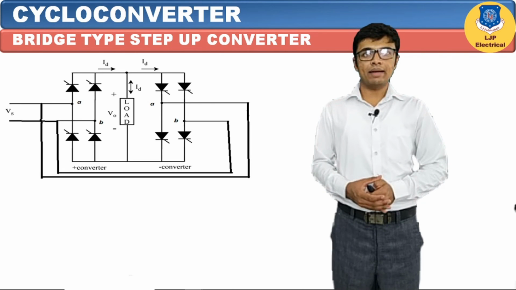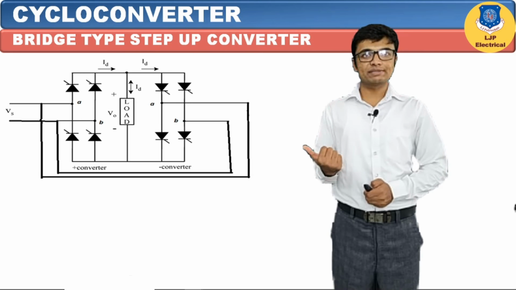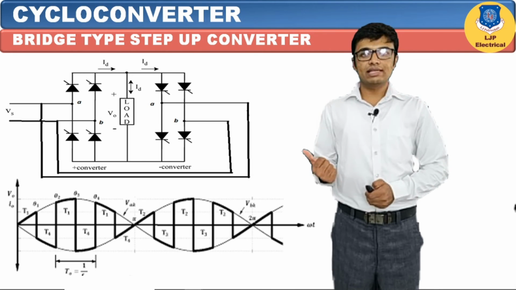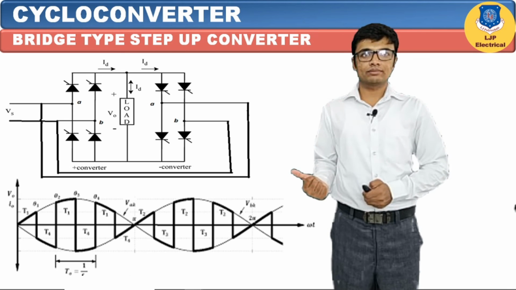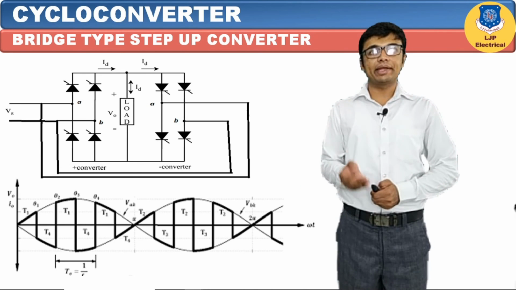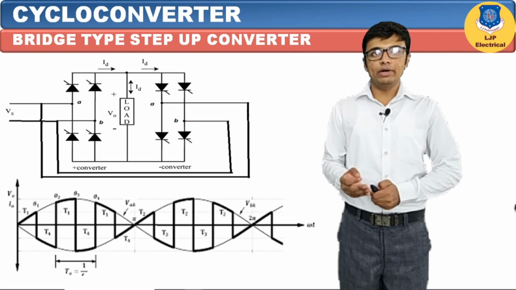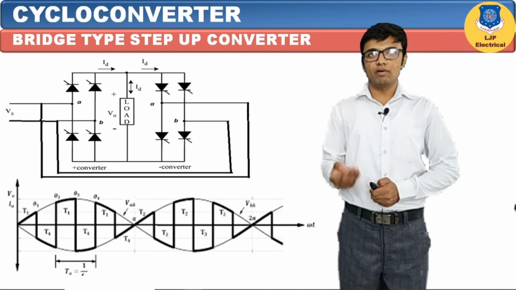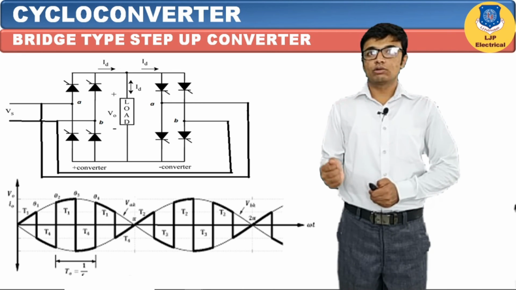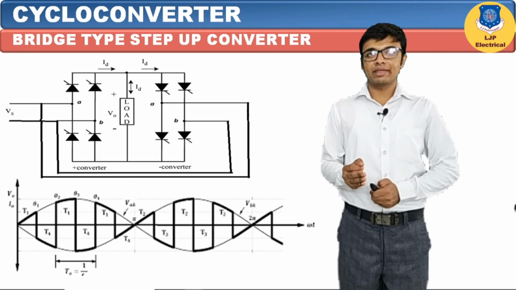Let's see the next converter, that is a bridge type step up converter. So this is a circuit diagram of bridge type cycloconverter. It has 2 bridges, a positive conversion bridge and a negative conversion bridge, with one load in between. So this is the waveform of the cycloconverter. Now suppose A terminal becomes positive during positive half cycle and B terminal becomes negative, and if we trigger thyristor T1 and T4, then the current will flow from the A point to T1 to the load. It will flow from top to bottom in the load, and come back to T4 and B point, so that we will get positive half cycle in the output.